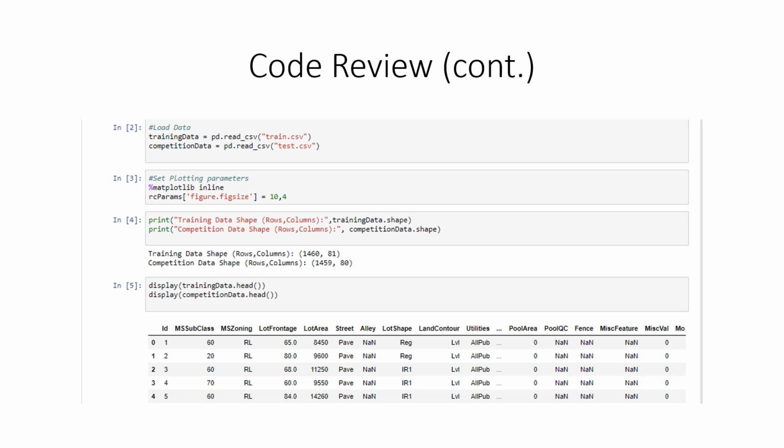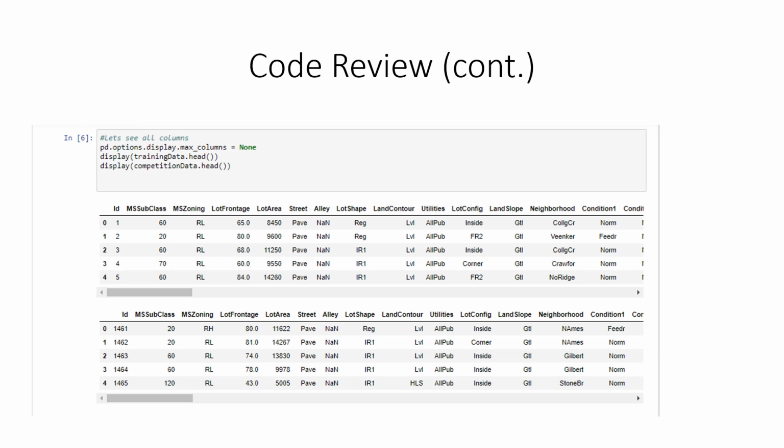That is because if we displayed all of those 79 features, it would just be way too much to take in. But if we really want to see all those features, this is how you do it: pd.options.display.max_columns equals None. Now, when we display the first 5 rows of the training data and the competition data, it will show every column, every feature.